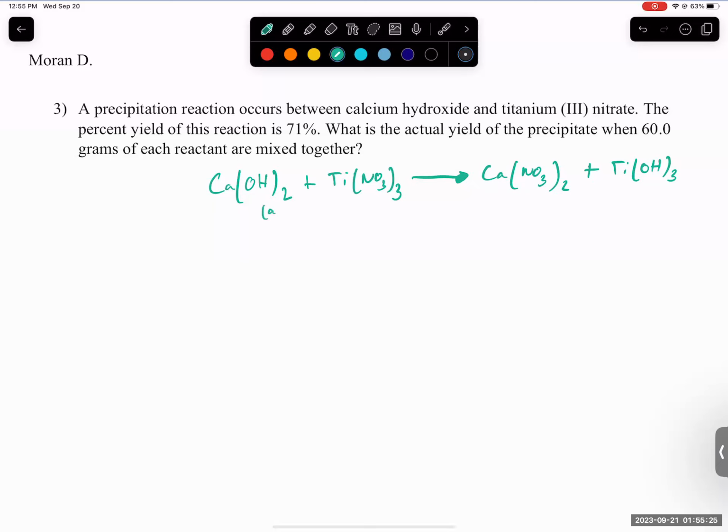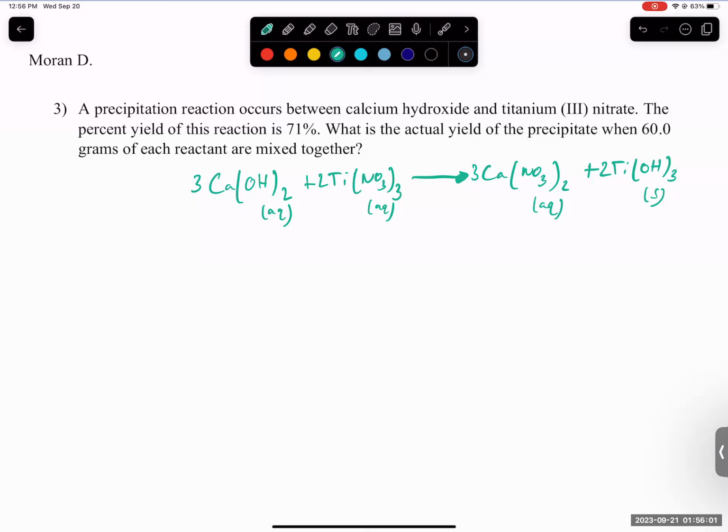All of them are aqueous except titanium hydroxide. Aqueous, aqueous, aqueous. Solid. All right. What did y'all get when you balanced the equation? 3, 2, 3, 2, 3, 2. Let's check this. 3 calciums, we're good. 6 hydroxides, we're good. 2 titaniums, we're good. 6 nitrates, we're good.